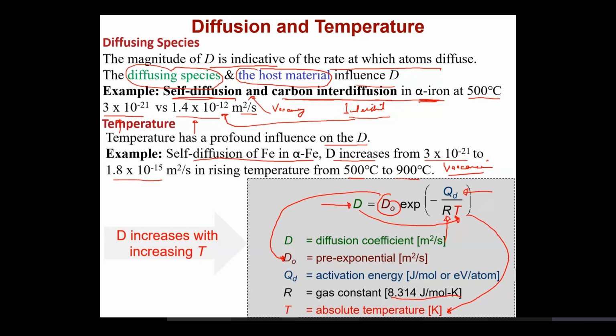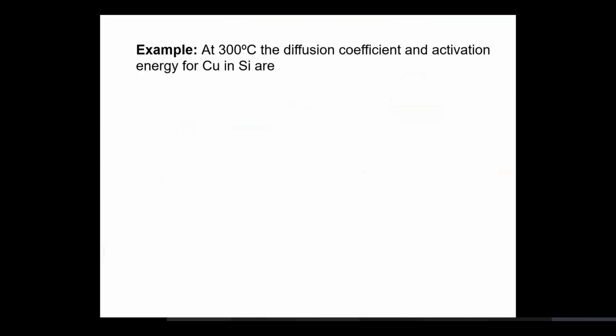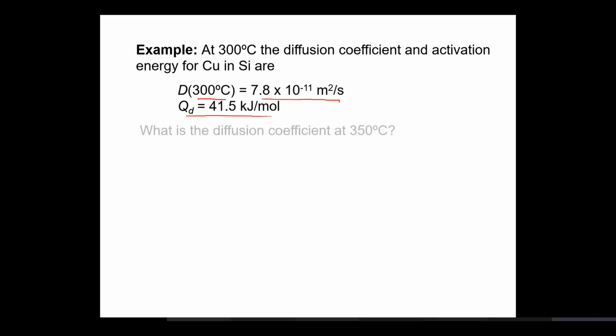Anyways, we'll try to solve an example for this equation, and see how this equation is being applied. So it says at 300 degrees centigrade, the diffusion coefficient and activation energy for copper and silicon are: the diffusion coefficient D is 7.8 × 10⁻¹¹ meters square per second, and QD activation energy is 41.5 kilojoules per mole. Now, what is the diffusion coefficient at 350 degrees centigrade? This is what you have to find out.